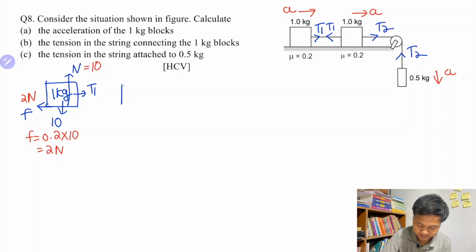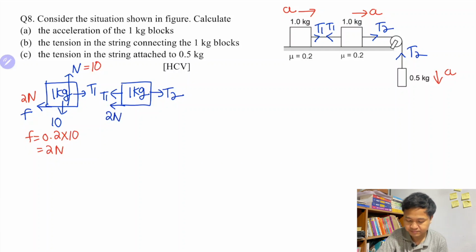Similarly, for the 1 kg block with T2 and T1, here also there is friction. So you have T1 plus you have friction, which is again 2 Newton. Mu is 0.2, so N will become 10, so the friction force is 2 Newton.